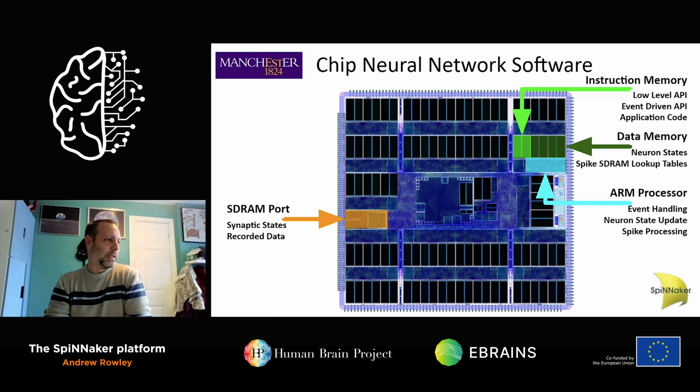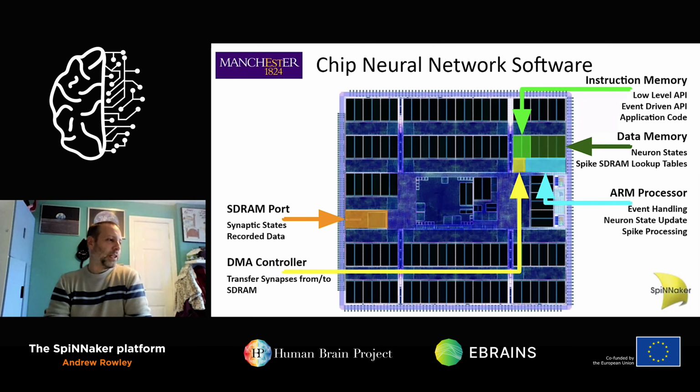The SDRAM then, as I hinted at earlier, is where we actually store the synaptic states. So we store the actual data in the synapses. So when a spike comes in, we have to go into the SDRAM, look up the information we need, and do the processing that way. But we also hold recorded data in the SDRAM as well. So if you're recording spikes or neuron voltages, you have to go into the SDRAM to write those down because there just isn't enough space in the local data memory. The DMA controller then does the actual transferring of synapses from and to SDRAM from the data memory.